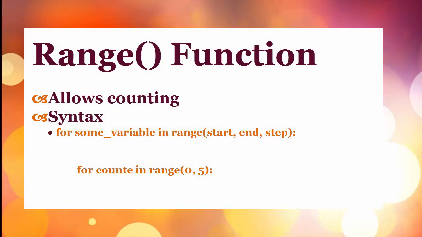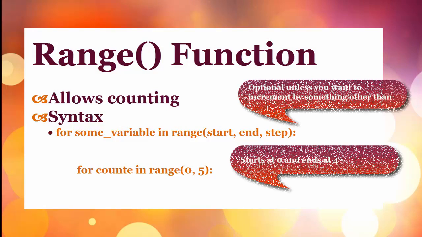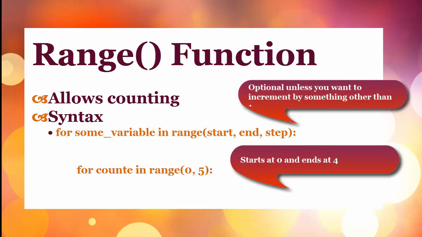Finally, in order to work with lists or work with the for loop, we have to talk about the range function. Basically this allows for counting. The syntax is for some variable in range, start, end, and then step. The start is where we want to start counting. End is where we want to end. It doesn't include that value. And step is how we're going to go about counting. So in the example that I have on the screen, you can see that we have for count in range 0, 5. So we're going to start our counting at 0. We're actually going to end at 4.